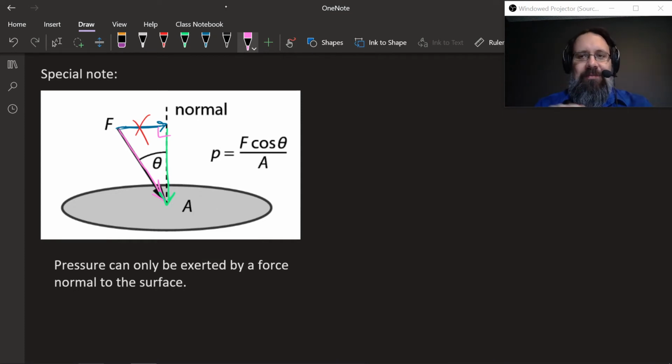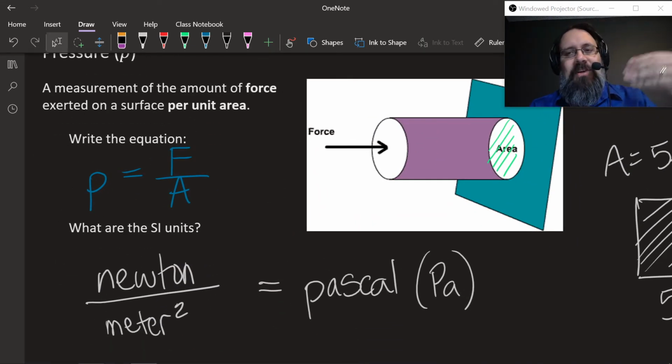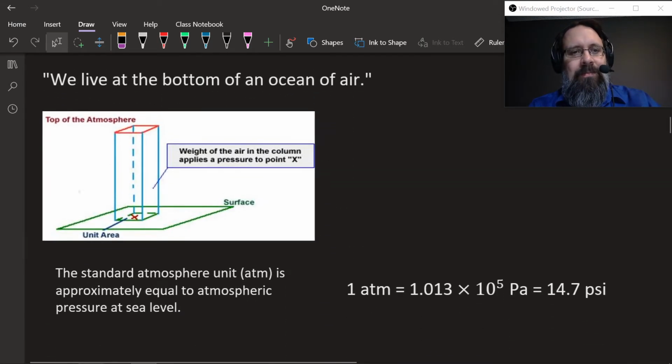So if you have a force that's being exerted at an angle, the component that's parallel to the surface won't contribute to the pressure. Only the perpendicular one does. So you could say a better definition would be to say F cosine theta over area, but just realize that when I write this formula F over area, I'm assuming that F is already the perpendicular component. So just a special note.